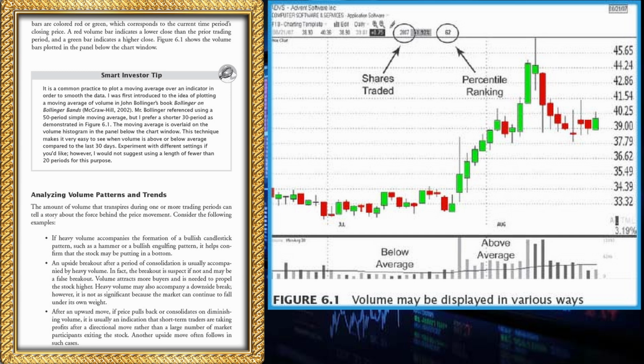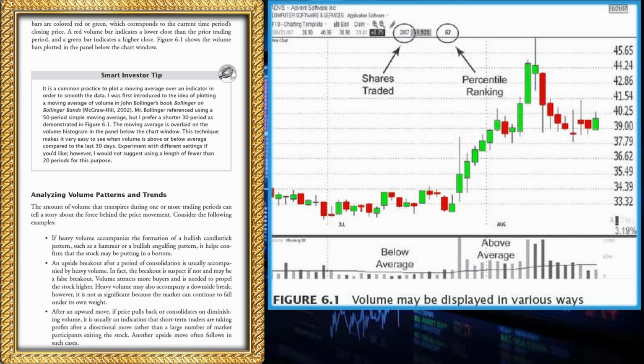Analyzing volume patterns and trends. The amount of volume that transpires during one or more trading periods can tell a story about the force behind the price movement. Consider the following examples. If heavy volume accompanies the formation of a bullish candlestick pattern, such as a hammer or a bullish engulfing pattern, it helps confirm that the stock may be putting in a bottom.